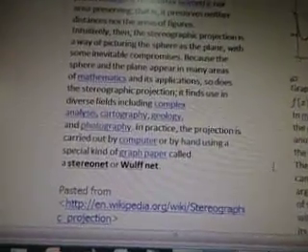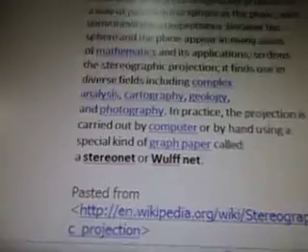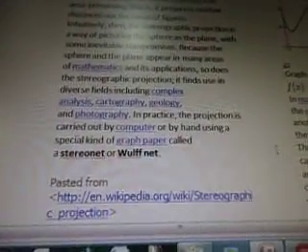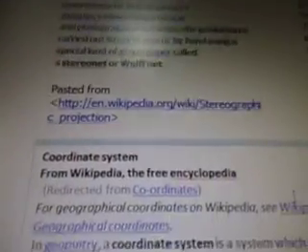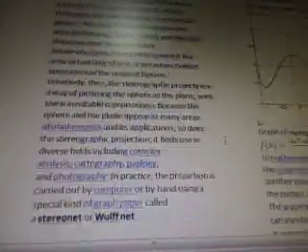Intuitively then, the stereographic projection is a way of picturing the sphere as the plane with some inevitable compromises. Because the sphere and the plane appear in many areas of mathematics and its applications, so does the stereographic projection. It finds use in diverse fields including complex analysis, cartography, geology, and photography. In practice, the projection is carried out by computer or by hand using a special kind of graph paper called a stereonet or wolfnet. And that's under Wiki under stereographical projection.